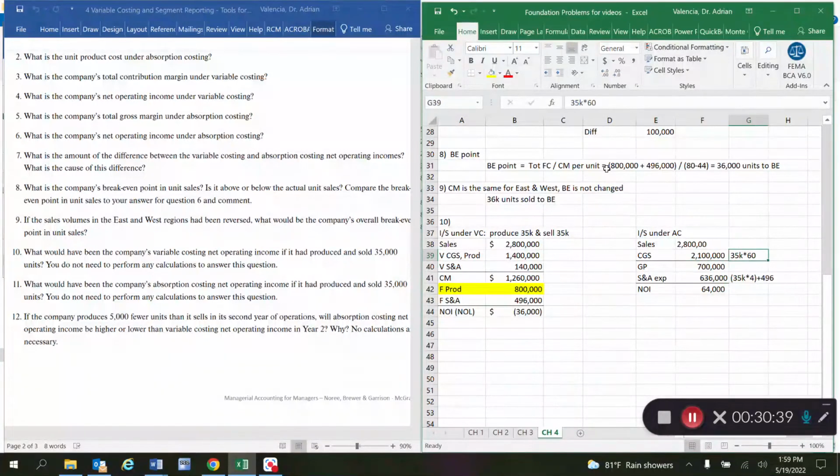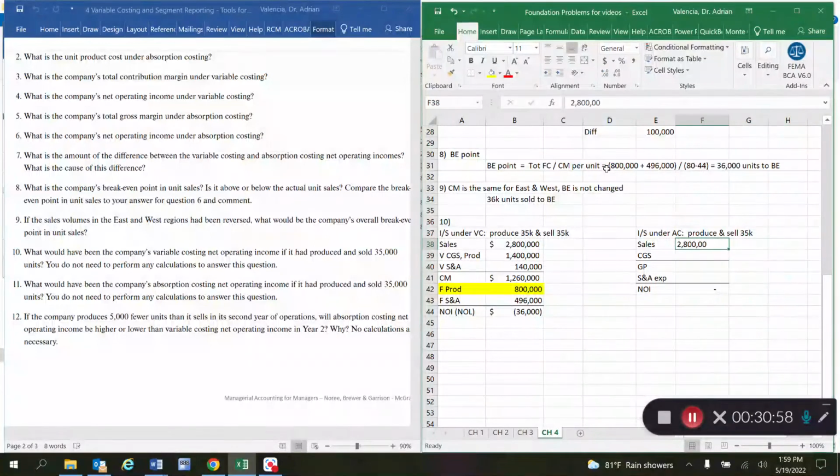Let me erase this. I'm going to add over here that we produce and sell 35K. Let me erase all this stuff here so we can just do it from scratch.